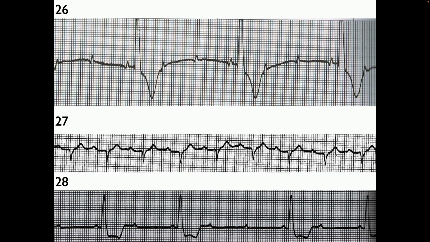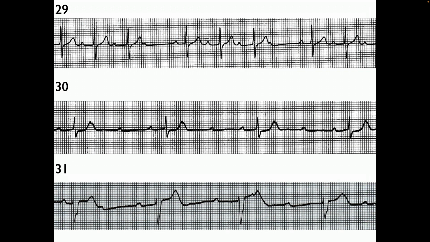Okay, number 29, what have you got? I think it's Spencer. Second degree AV block type 1. Good. And why is it not a second degree type 2? It is not a second degree type 2 because the PR intervals get progressively longer. Brilliant, perfect.